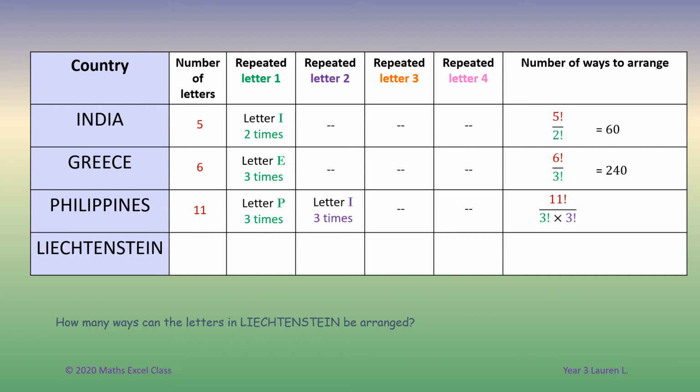For this one, the answer would be 1,108,800 ways. If we were using the country name Philippines, there would be 1,108,800 ways to arrange this country name.